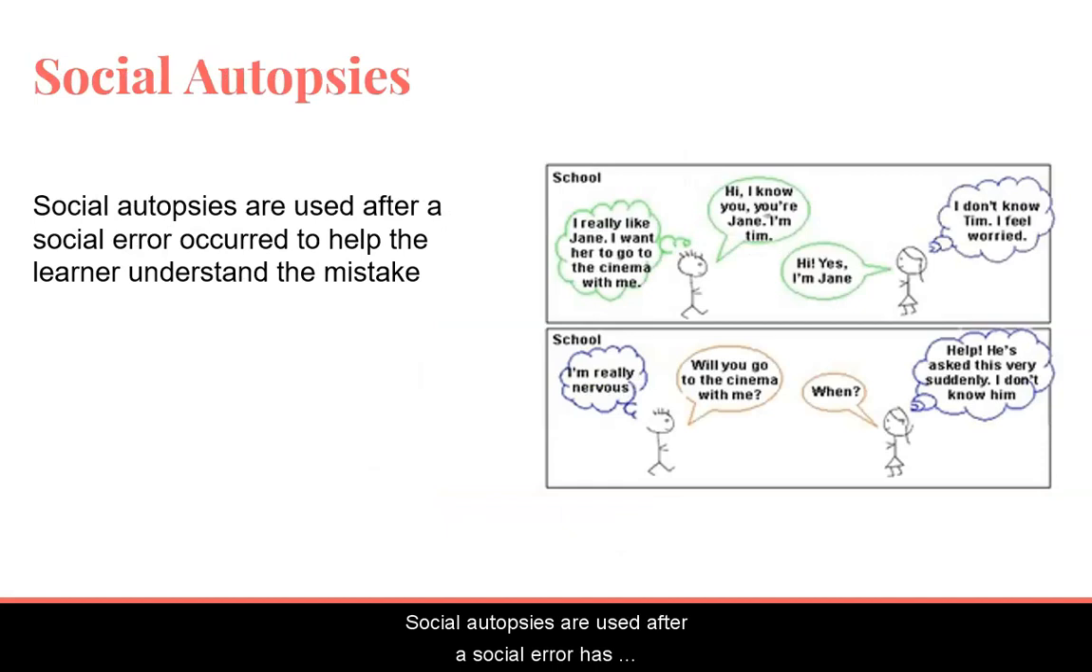Social autopsies are used after a social error has occurred to help the learner understand the mistakes they made.